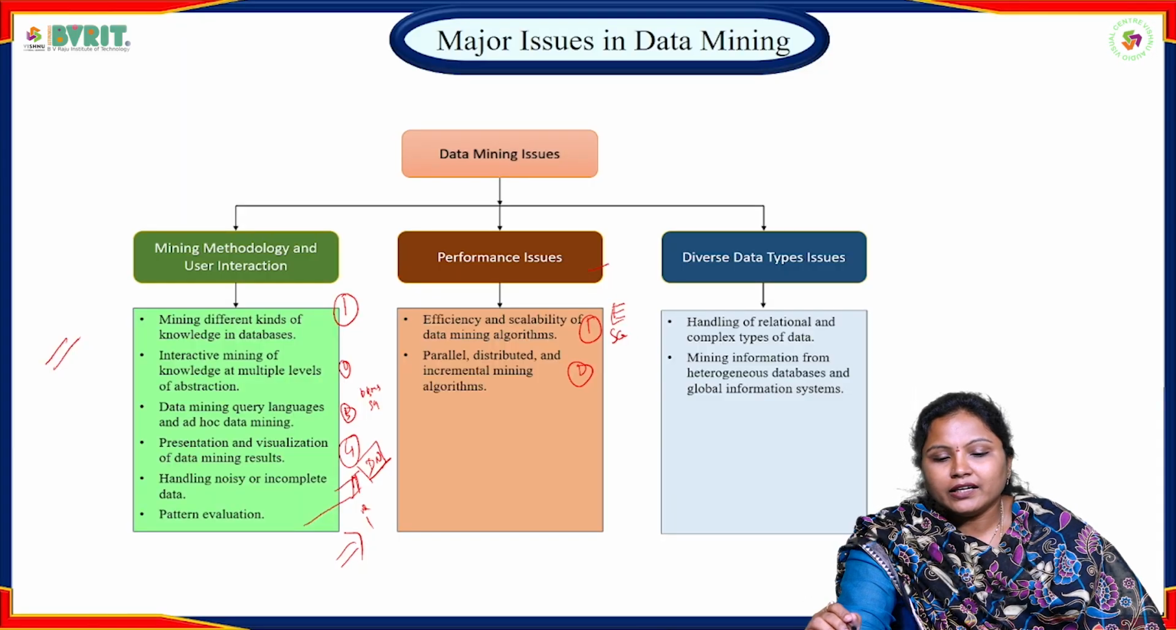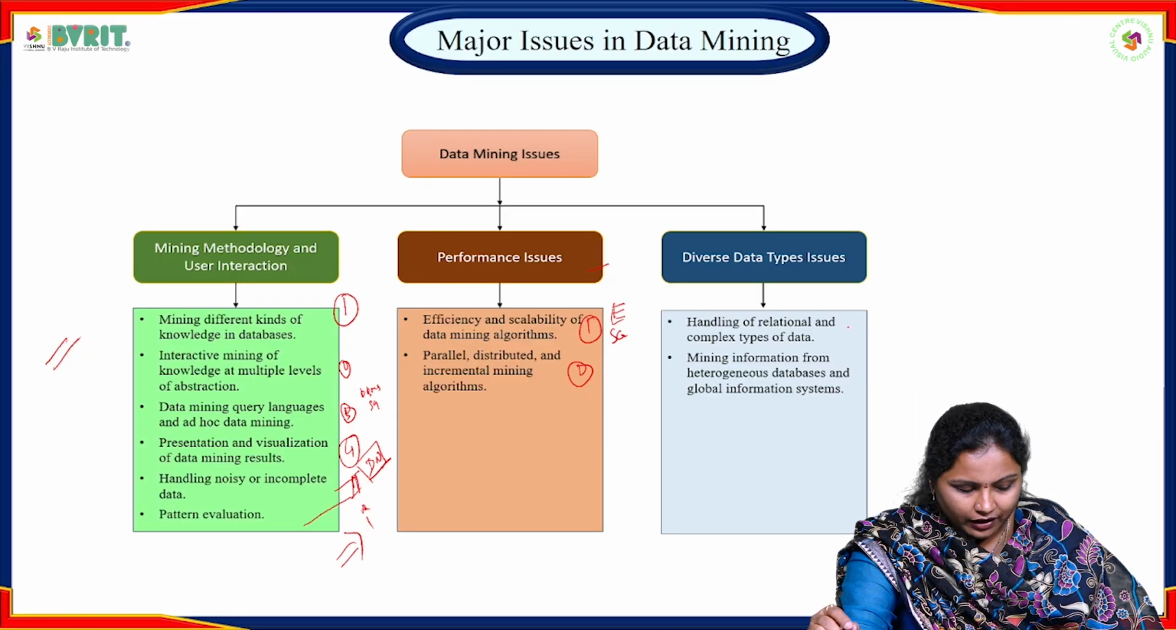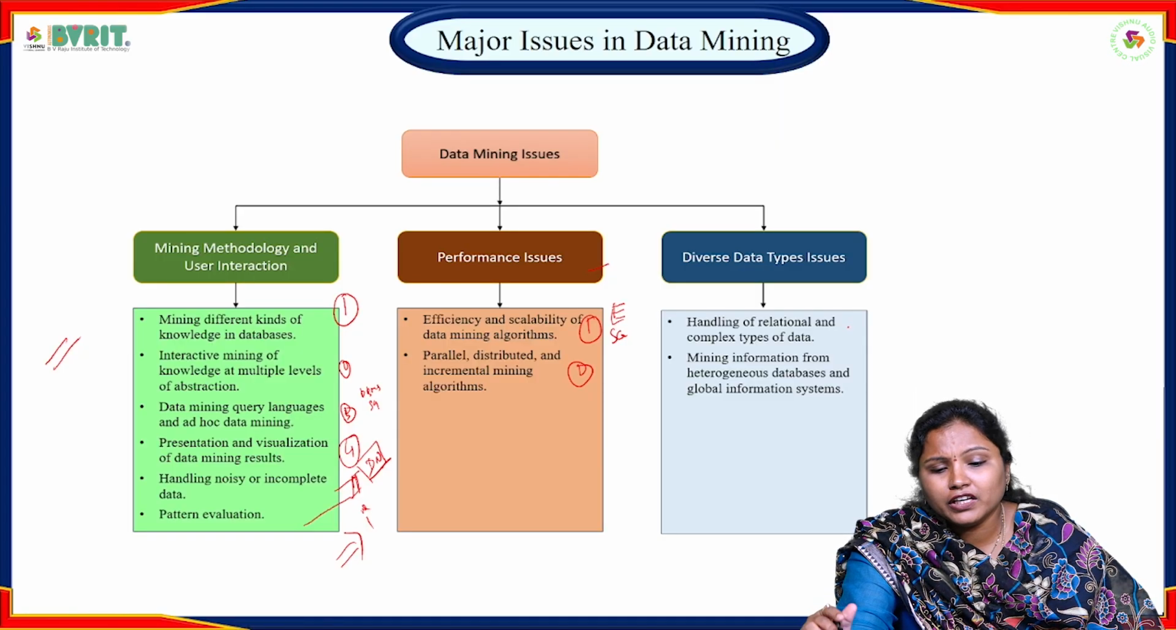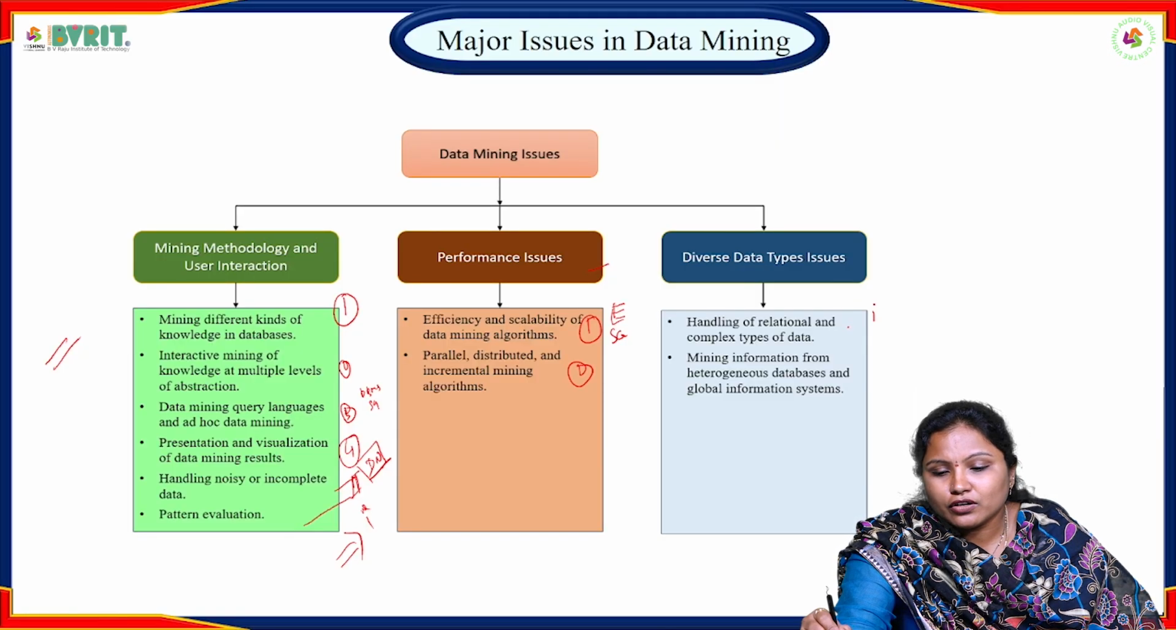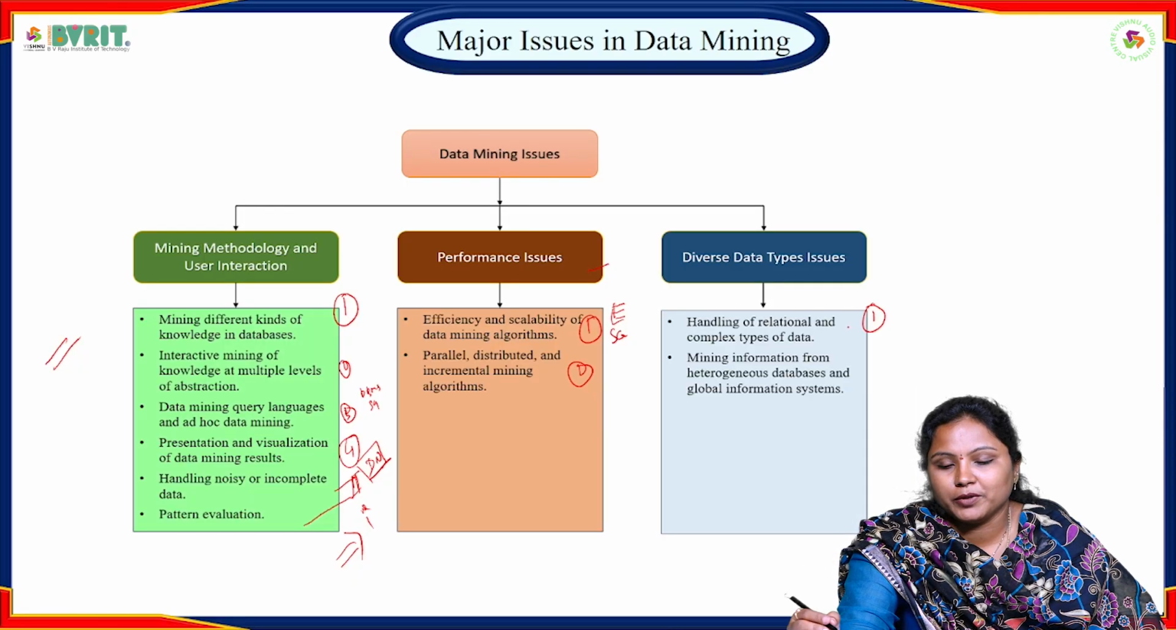And another one is diverse data type issues. Here in diverse data type issues we have the handling of relational and complex types of data. This is also a major issue here, because handling relational databases and complex types of data is a little bit difficult, handling the entire relational databases. So this is the major issue. And mining information from heterogeneous databases and global information systems.